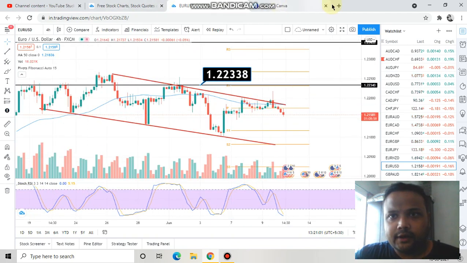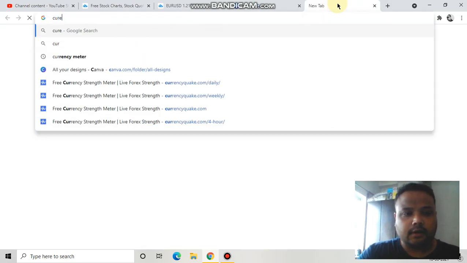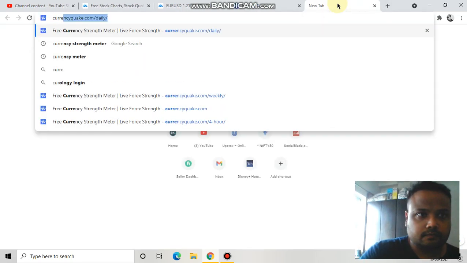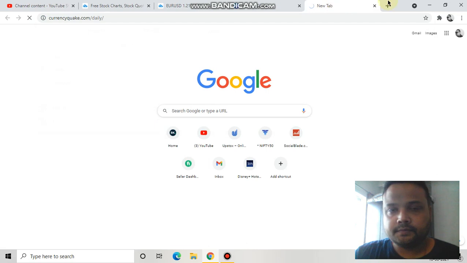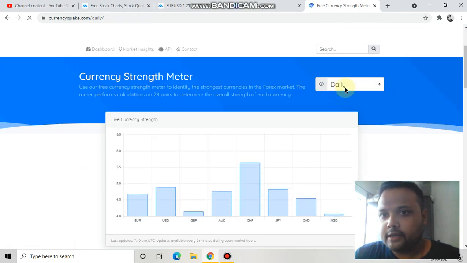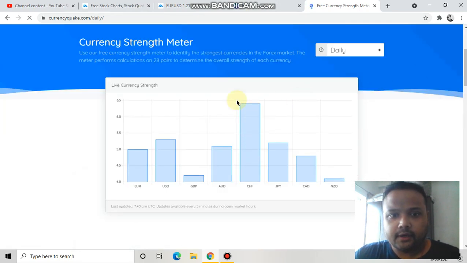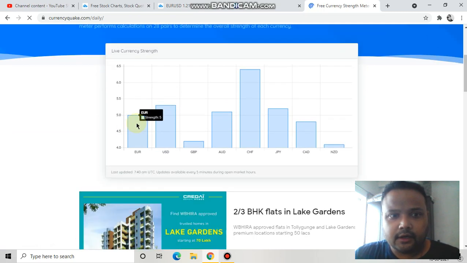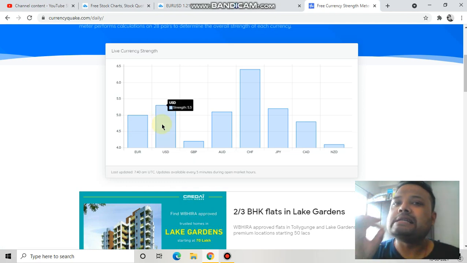After that, let me take you to the currency meter once. This is the currency strength meter, and you can see that this is a daily meter. In the daily meter you can see that the strength of euro is 5, whereas the strength of USD is 5.3. So USD is stronger, a little bit, but it's still stronger.